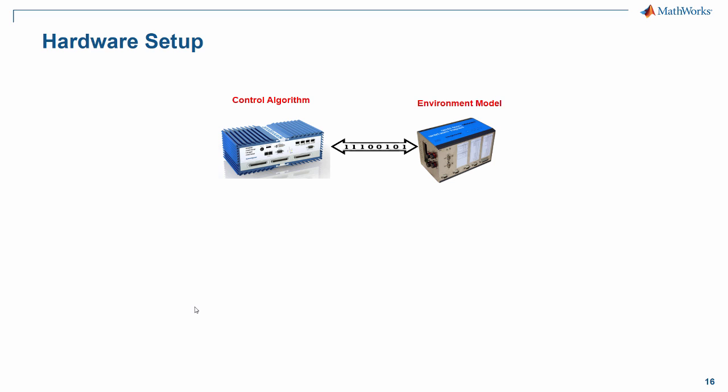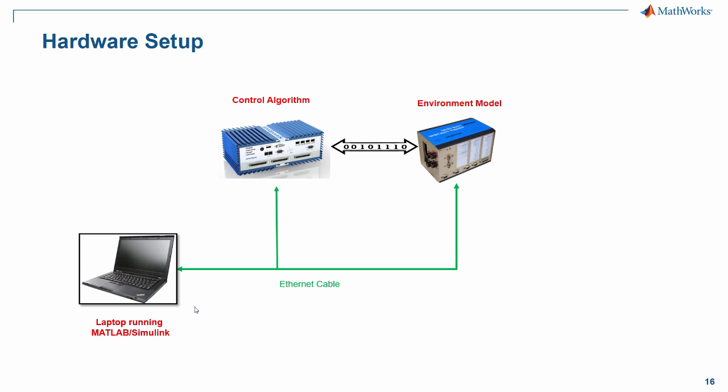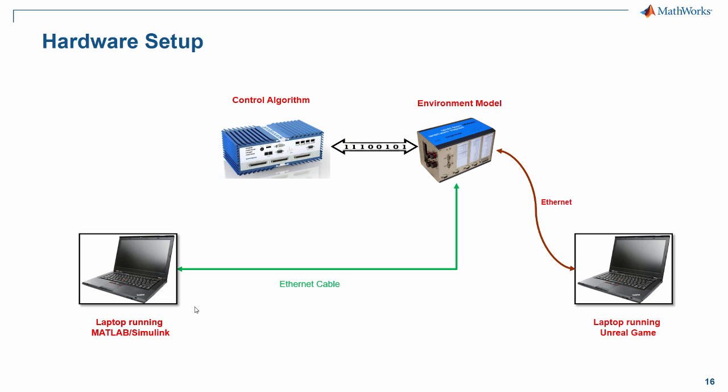Here is another diagram to explain the hardware setup in my office. Initially, both the target computers are connected to my laptop via Ethernet connection. That is how I deploy the real-time applications to the respective computers. But after I have deployed the real-time application, I am interested in visualizing only the signals coming from the environment model because I'm considering the algorithm as a black box system. And finally, the Unreal Engine is running on a separate laptop and communicating with the environment model via Ethernet. So that is what the setup looks like.